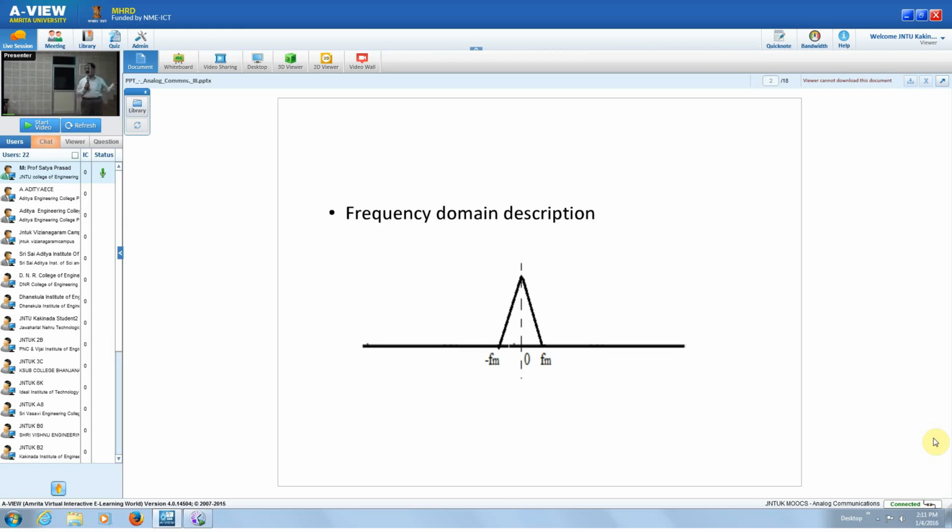Next slide. So this is our required signal to be transmitted, with a maximum frequency content of Fm. So we have 0 to Fm as the required baseband signal to be transmitted. So this we are modulating.